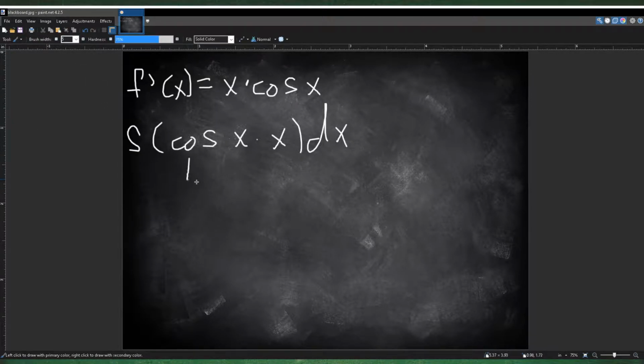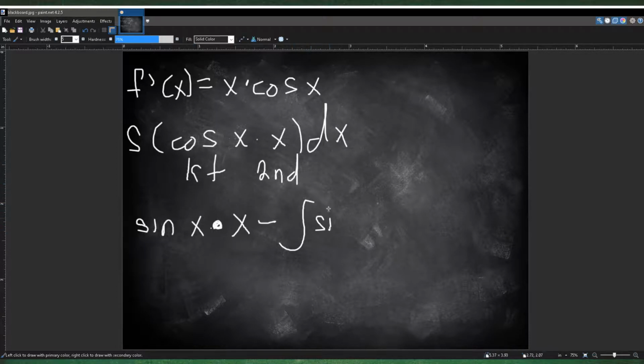Okay, so cosine is our first, and this one's our second. We can rewrite this using the formula that I just showed before, which is basically the antiderivative of the first, so the antiderivative of the cosine of x, which is basically sine of x, right? The derivative of sine of x is cosine of x, so it's sine of x times the original of the second, so it's just x, minus the integral of the first one, which we don't change, which is sine of x.